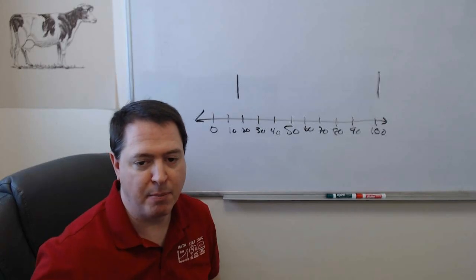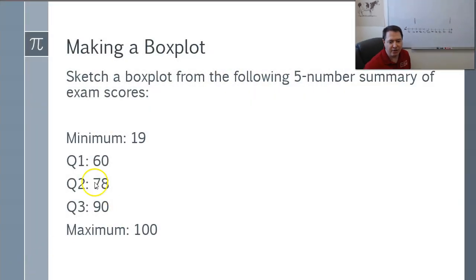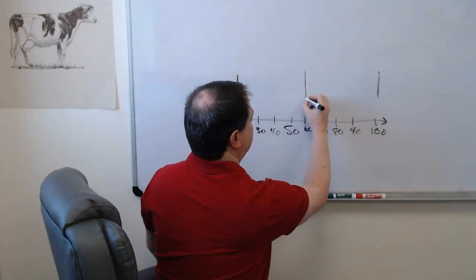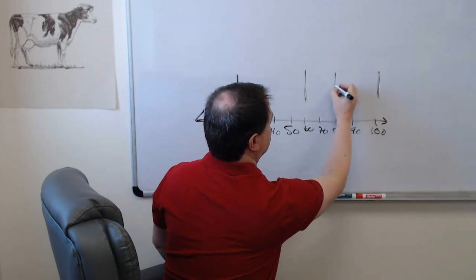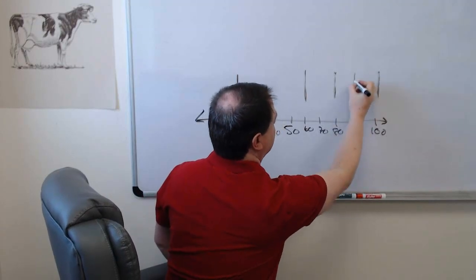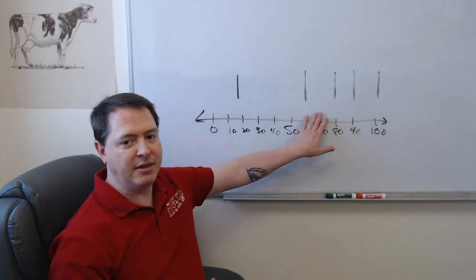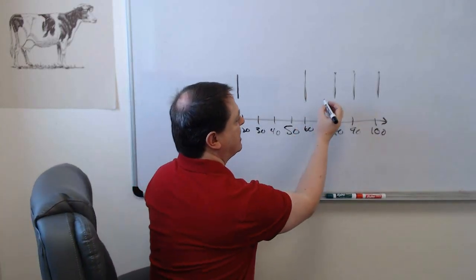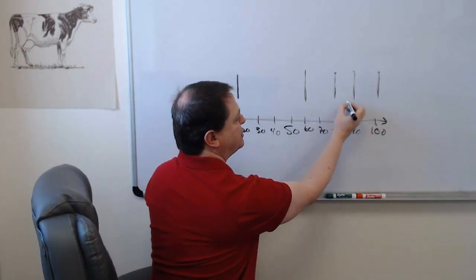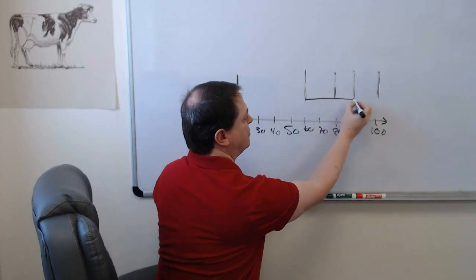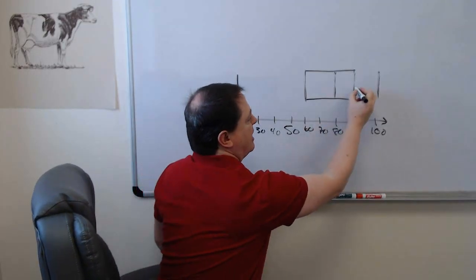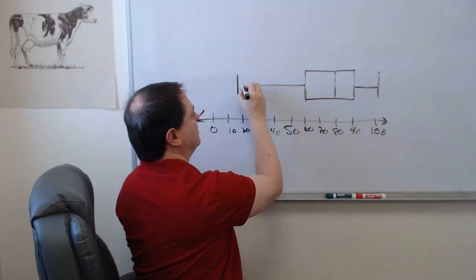Okay, so I've got those marked. And then if I look at the other 3, I've got 60, 78, and 90. So I'll mark 60, 78's about right here, and 90. Okay, so after I've done this, we're basically done. Here's how I do it. I want to connect the middle 3 into a box, right? So I'm just going to do this and this to turn that into a box. And then I extend these out.